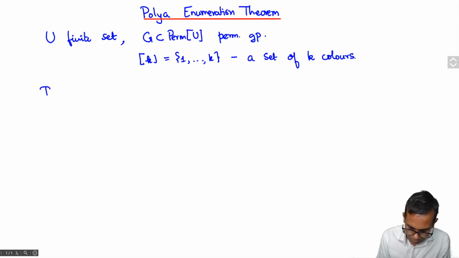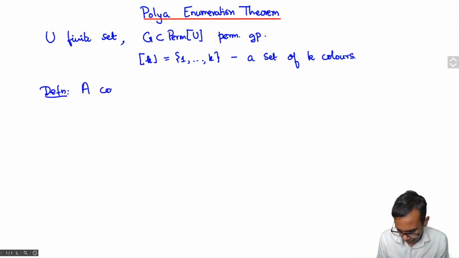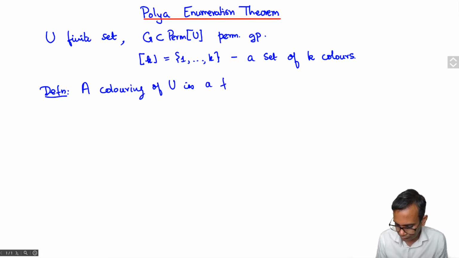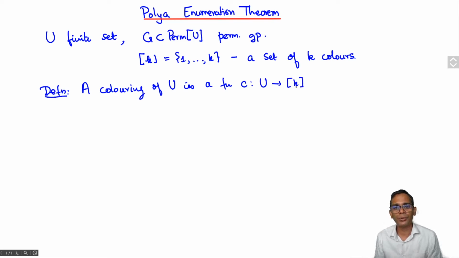Okay, so a coloring of U is just a function C from U to K. So for each element of U, you assign a color, one of the K colors that are provided to you. And well, that's not much of a definition. The definition really is of equivalence of colorings.